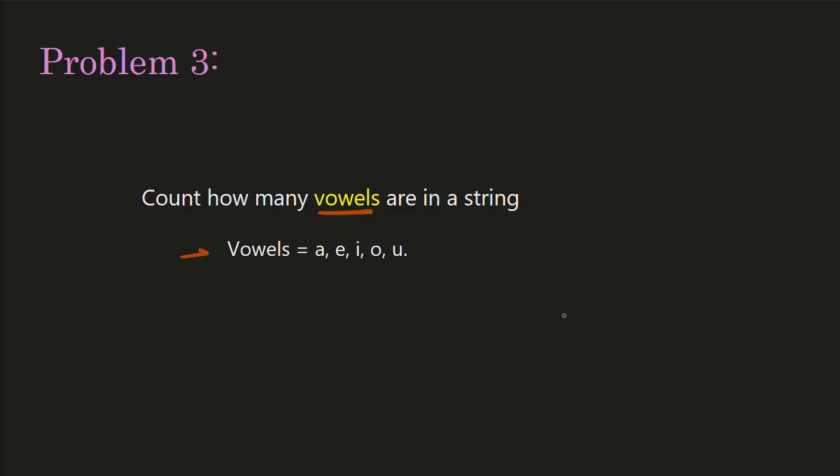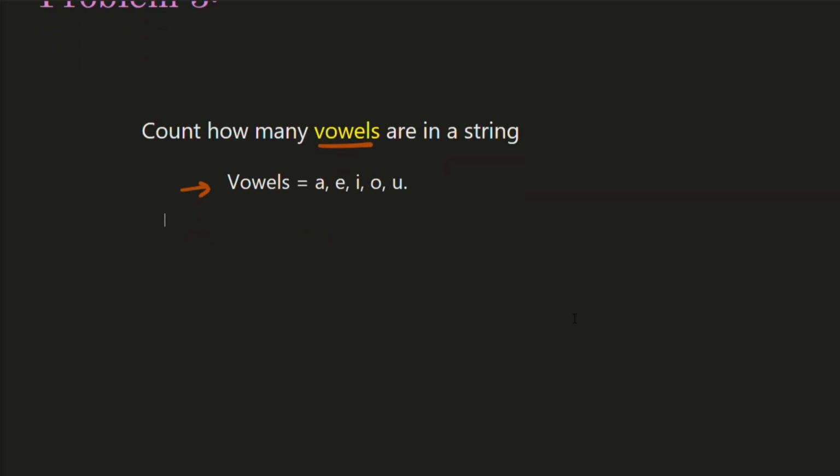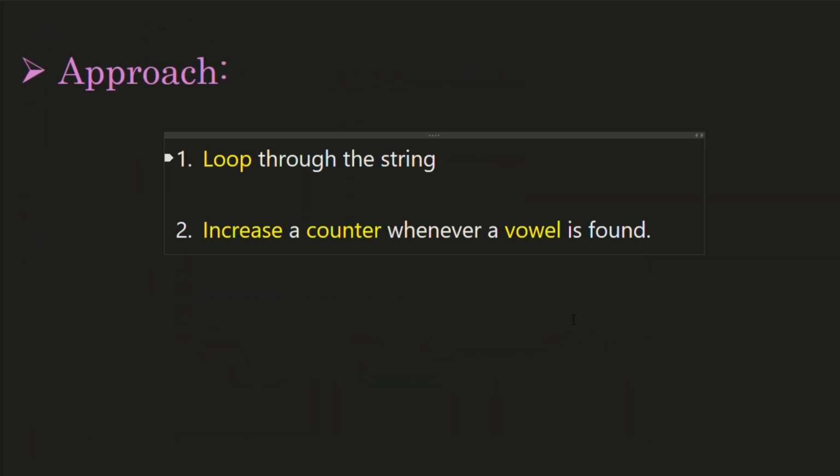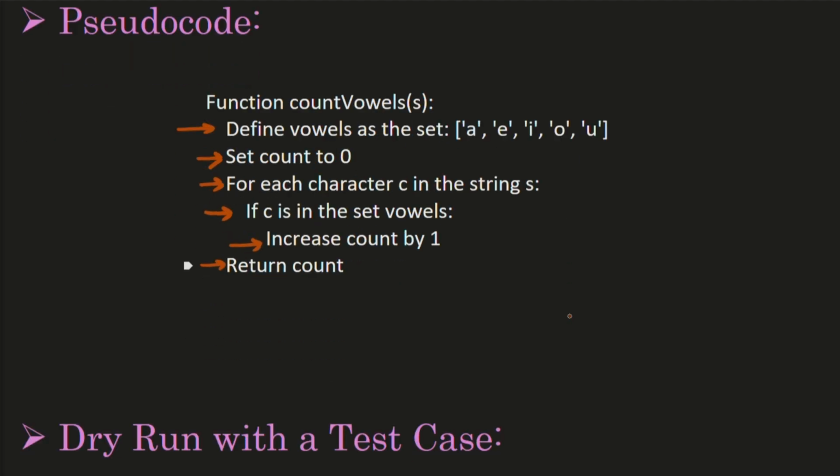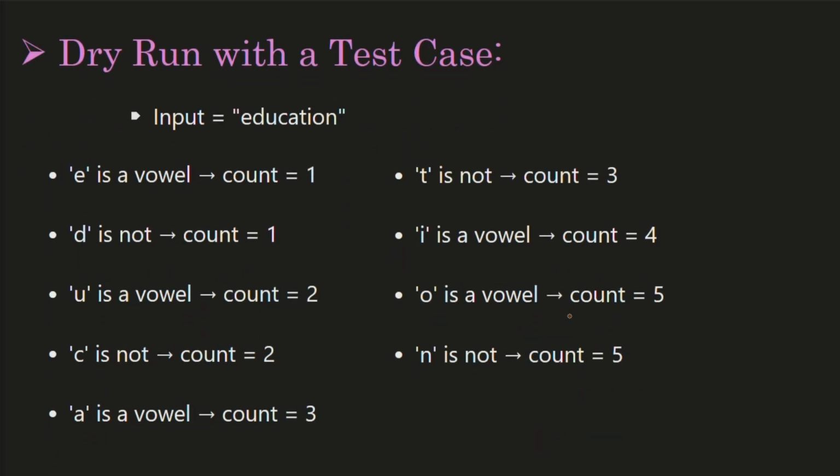Let's count how many vowels are in a string, vowels being a, e, i, o, u. Approach. Loop through the string and increase a counter whenever a vowel is found. Pseudocode. Function count vowels. Define vowels as the set a, e, i, o, u. Set count to 0. For each character c in the string s, if c is in the set vowels, increase count by 1. Return count. Dry run. Input equals education.